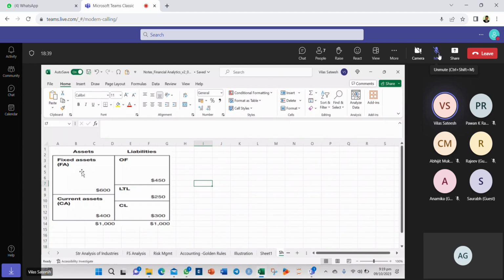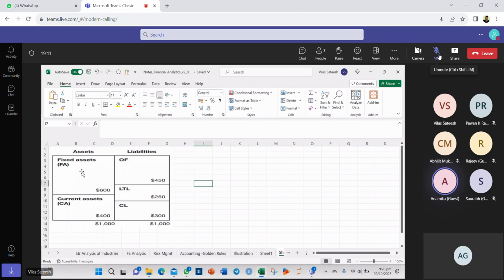Is the concept of retained earnings clear for everyone? Yeah. Please. Vilas, what is OFLTL here? Yes. Okay, we haven't reached there. So is owner's fund clear for you? So owner's fund is share capital plus your retained earnings. Is the concept of retained earnings clear for you? Anamika.